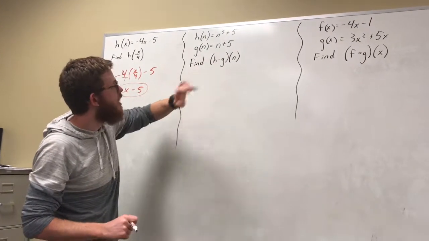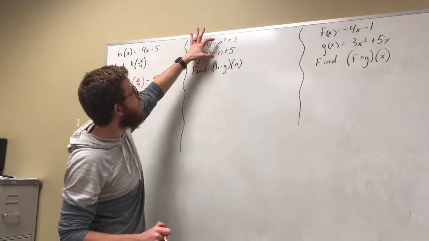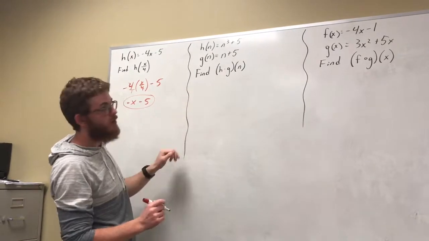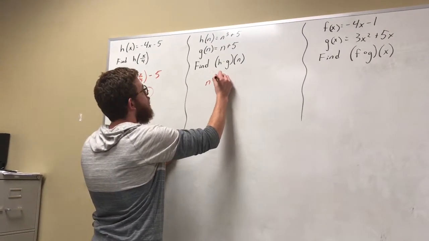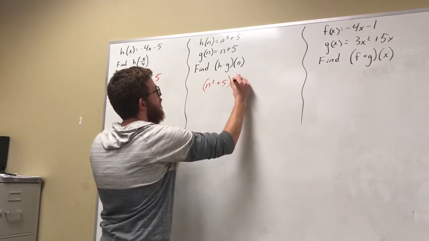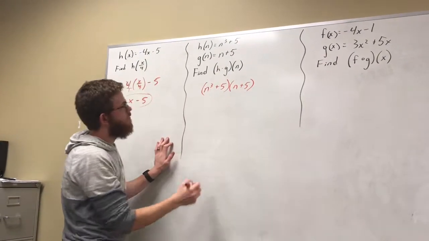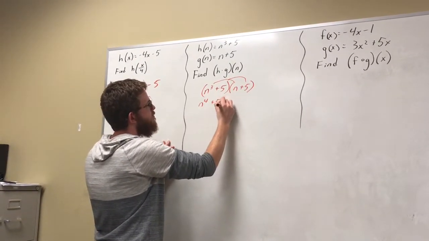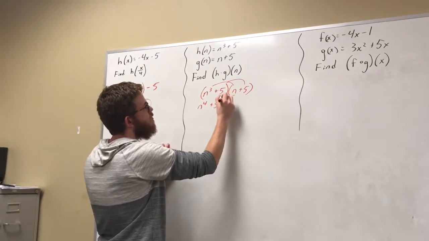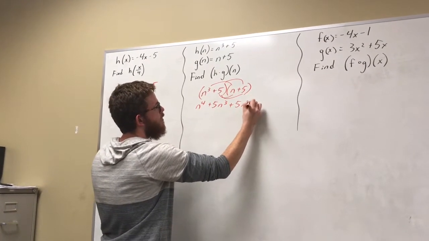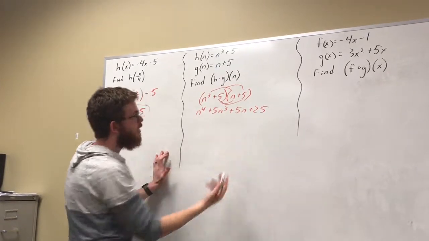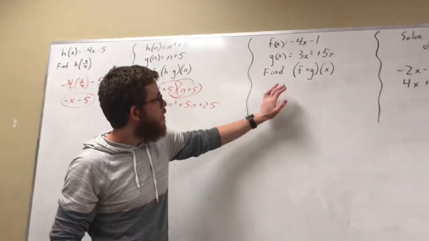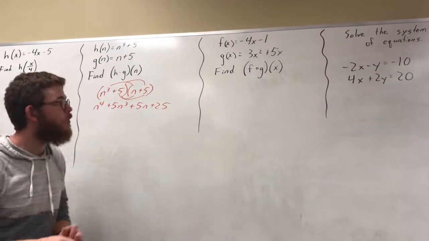If this says h times g of n, well, we want to multiply these h and this g function together, and we want to keep n as the variable. So I'm going to multiply n cubed plus 5 times n plus 5. I can just distribute my n cubed to get n to the 4th plus 5n cubed, and distribute the 5 to get 5n plus 25. Look to see if we can combine any like terms, and well, we can't. We are done again.